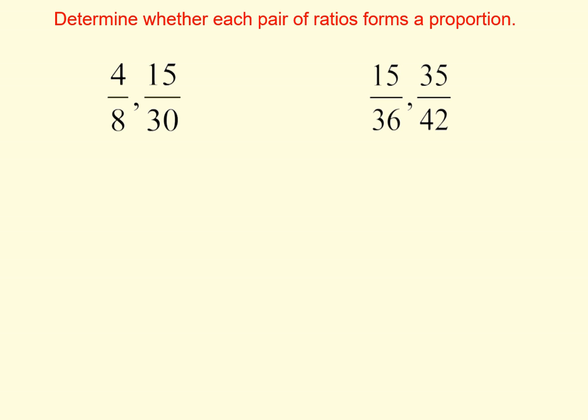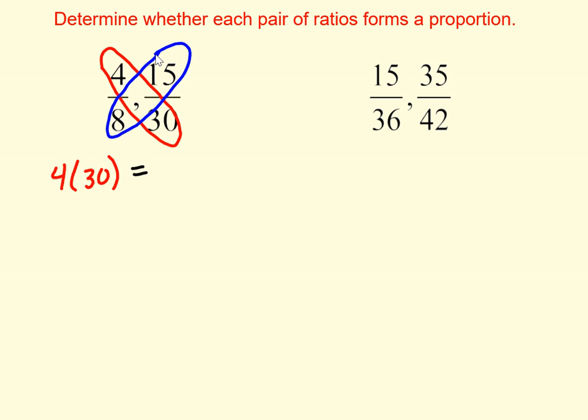Determine whether each pair of ratios forms a proportion. So we're going to use that exact butterfly method. So we're going to say 4 times 30. So we have 4 times 30 has to equal 8 times 15.